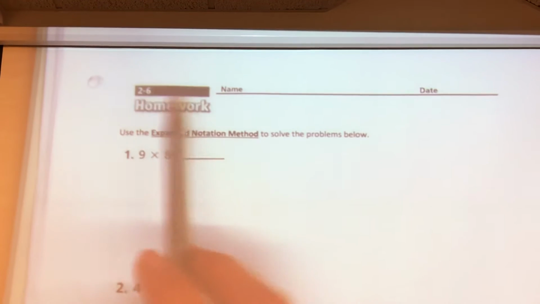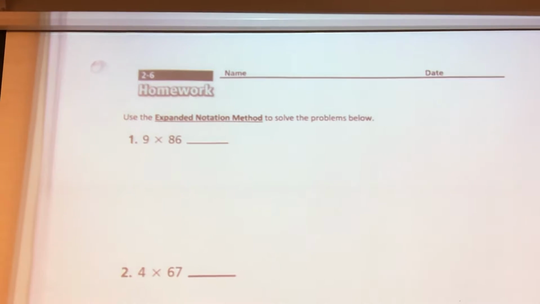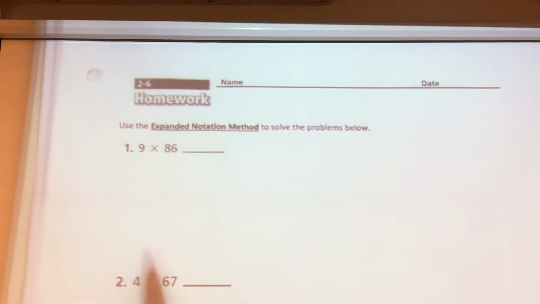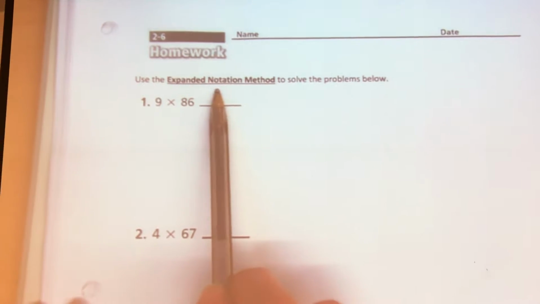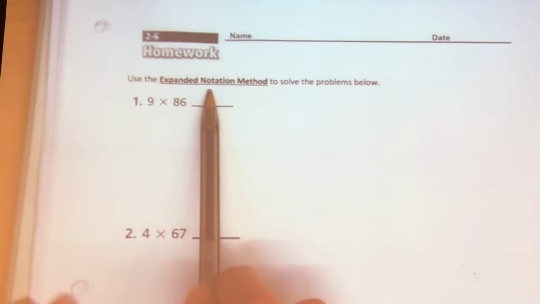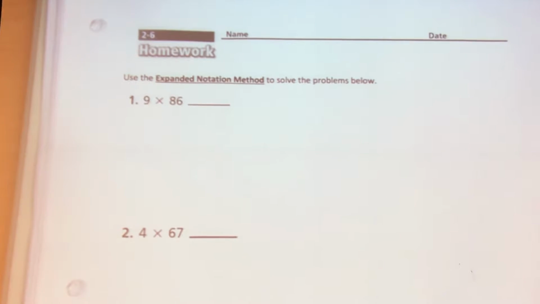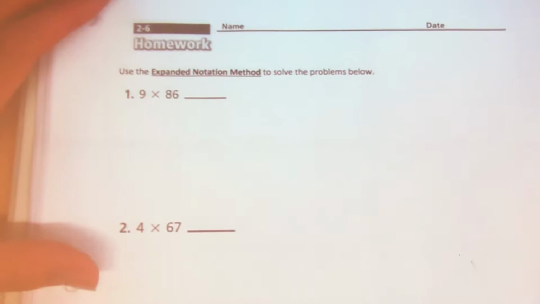All right, today I'm going to do 2-6, which is the expanded notation method. Notice in your directions for numbers 1 and 2, you need to do the expanded notation method. So you'll have that chart. You can go into your binder and look at your chart as well as this video to help you. So here's what I know about expanded notation.